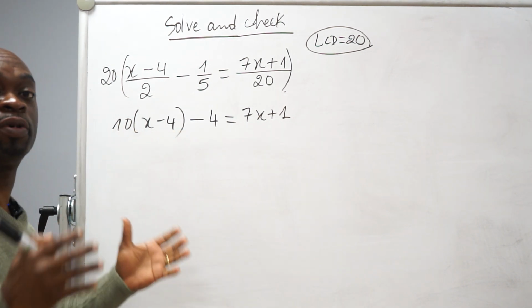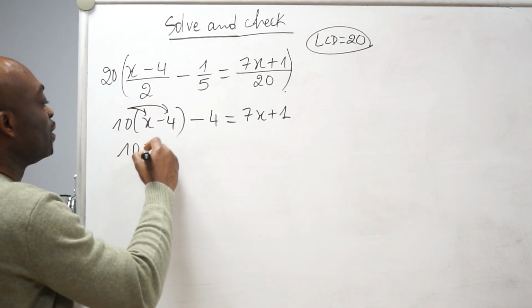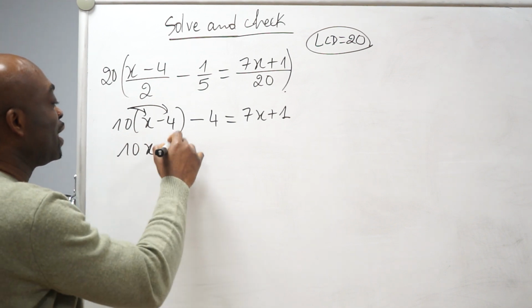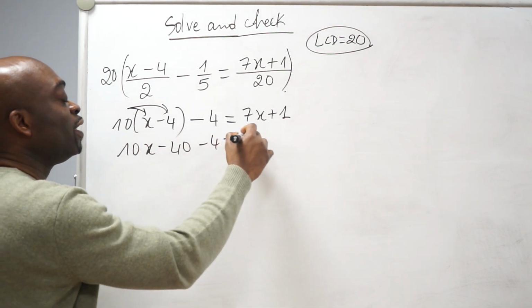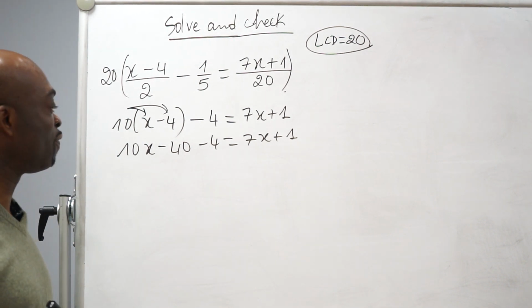Then you have to remove the parentheses. So you're doing 10x, because 10 times x is 10x, and 10 times negative 4 gives us negative 40. Then minus 4 equals 7x plus 1. Are we good so far?